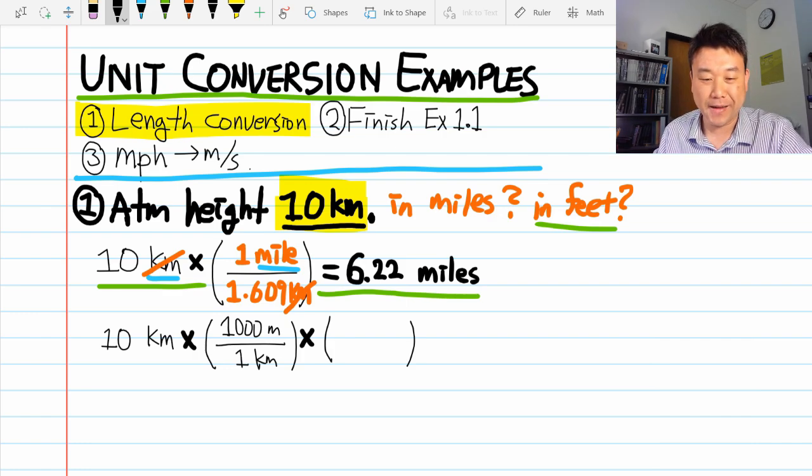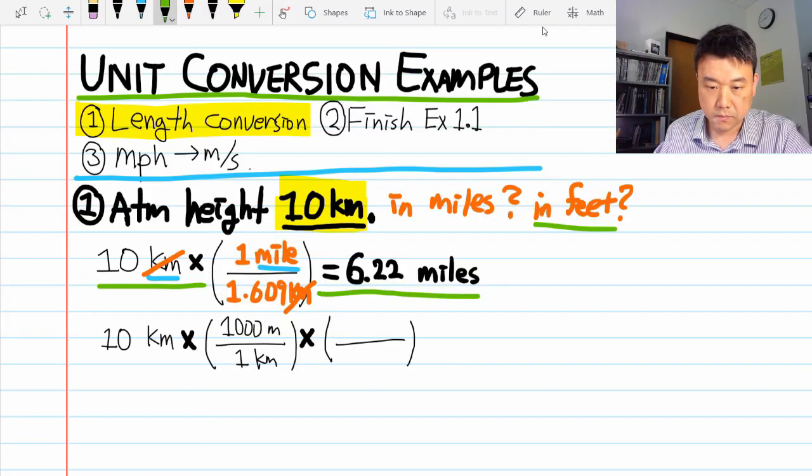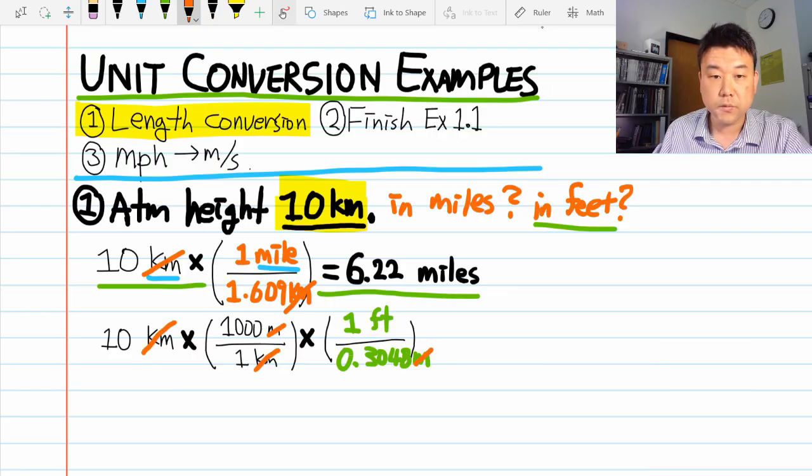All right, I don't actually remember what the meter to feet conversion was, so let me look back at the useful information. All right, so the meter to feet conversion is 1 foot per 0.3048 meters. Then you see that all the units we don't want cancel out. Kilometer cancels out kilometer, meter cancels out meter. So we are only left with feet, which is the unit we wanted.